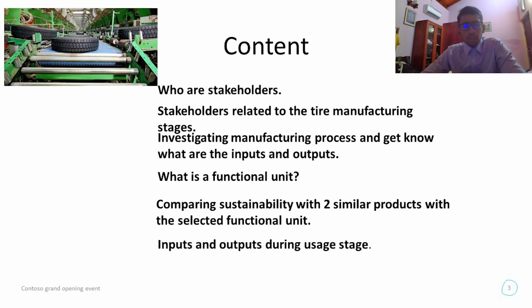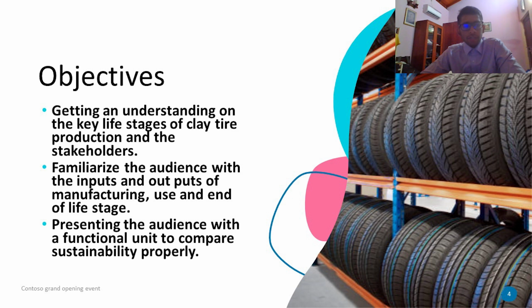The objectives of this are to get an idea of the key life stages of tire production, who the stakeholders are, and to familiarize you with all the inputs and outputs in manufacturing, the use stage, and at the end stage as well. Also, the audience must get a proper idea of the functional unit we compare. There may be five to six functional units, and from those five to six we select the best one, and we might describe it as the first functional unit.